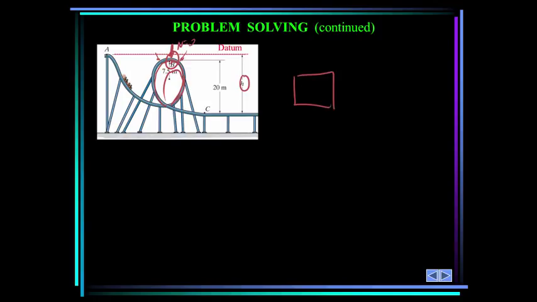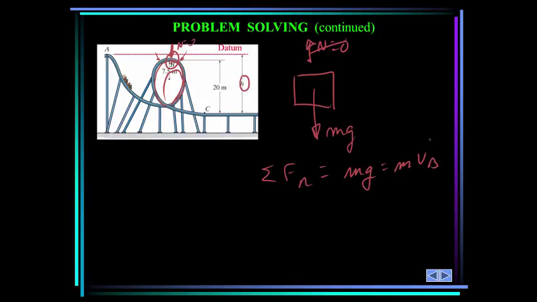So we're looking for the free body diagram to be mg, and this normal force is equal to 0. So then you sum the forces in the normal direction, and it's mg is equal to m, velocity at B squared over rho. The m's cancel, we know rho, we can solve for velocity at B.